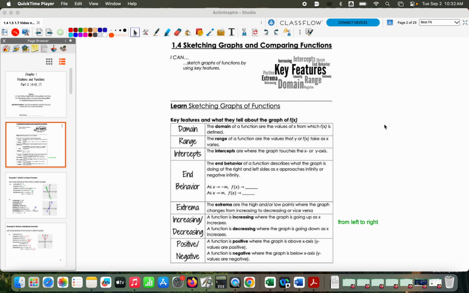For section 1.4, we're going to be talking about sketching graphs, giving some key information, stuff like this. They might tell you something about the domain or the range or the intercepts. They might tell you something about the behavior of the ends. They might talk about maximums or minimums, extrema.